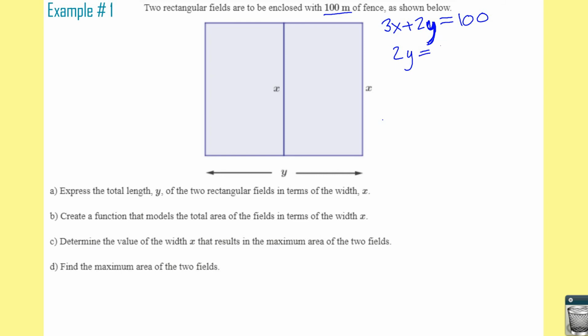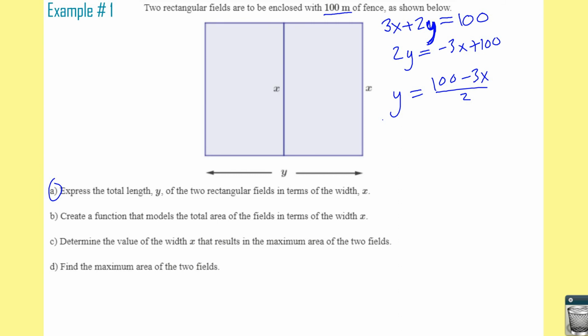All right, so then we get negative 3x plus 100, or 100 minus 3x if that's easier. I know probably a lot of you actually wrote it that way, so that's fine. So you get y equals this. So that's the first one it asked for.